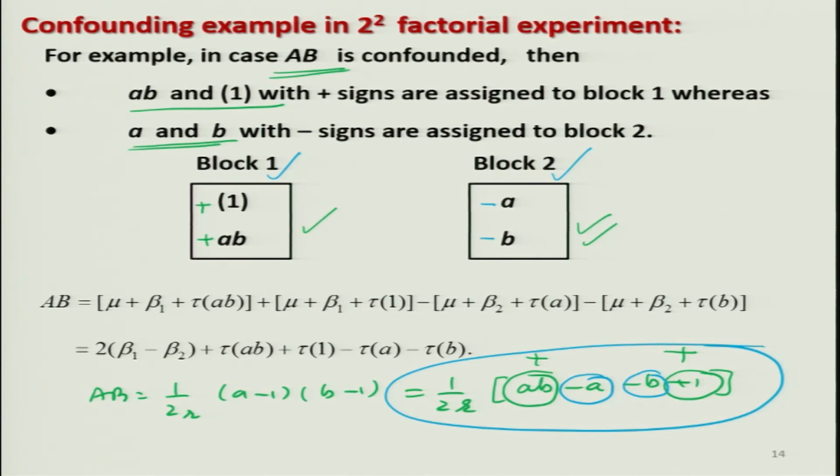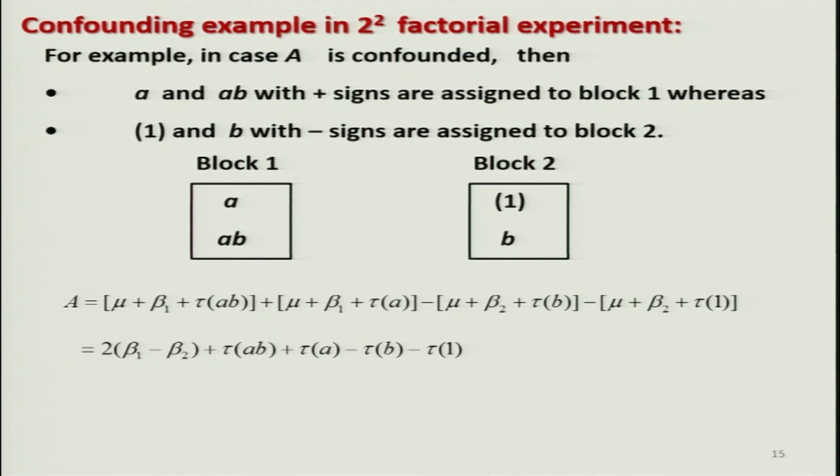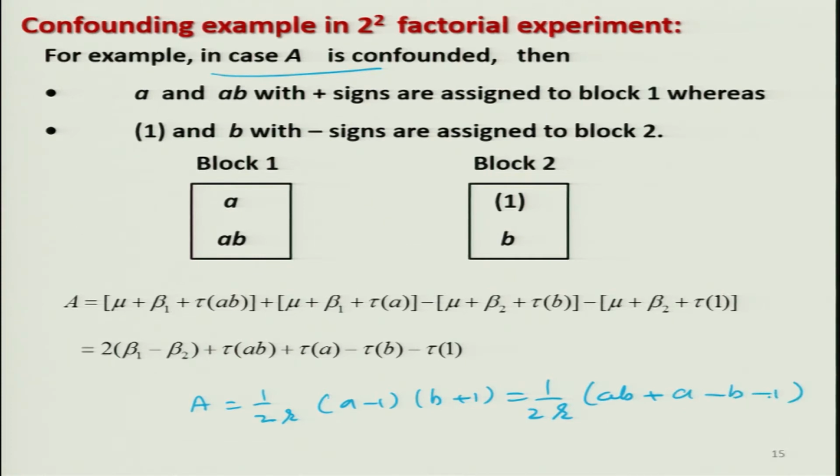And the same thing if you try to see, when you had done for A, then A can be written as 1 upon 2 r (A minus 1)(B plus 1). So, this is going to be 1 upon 2 r (AB plus A minus B minus 1). So, here this AB and A are appearing with the positive sign, you are trying to assign them in block number 1, and then this B and 1 are appearing with the negative sign, you are trying to assign them to block number 2.